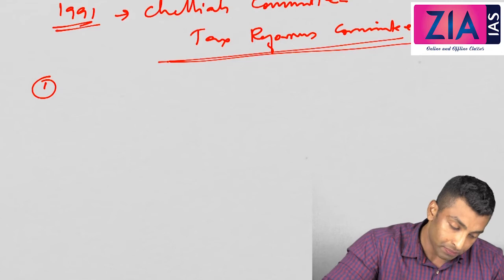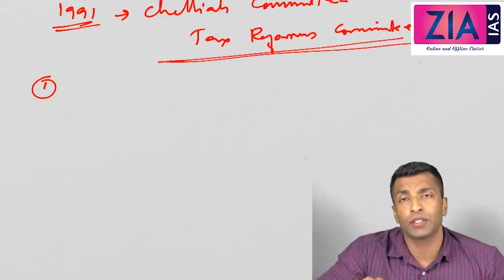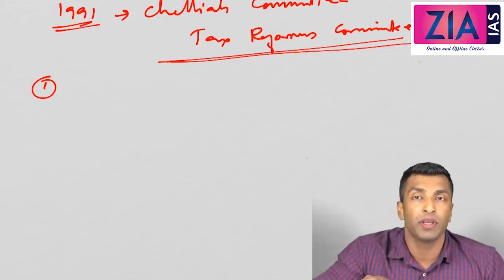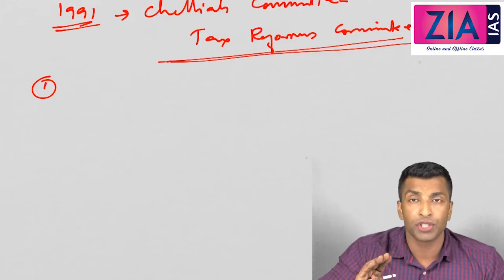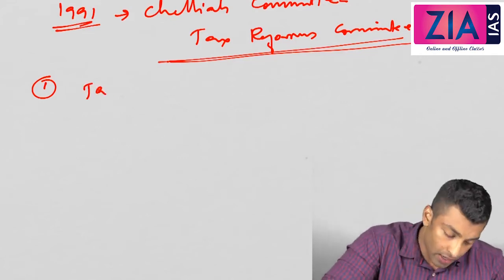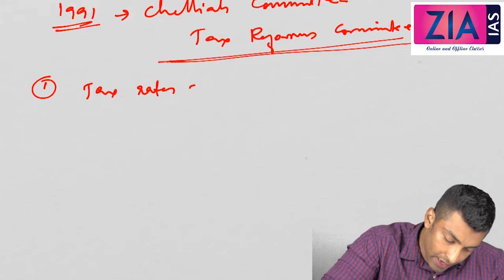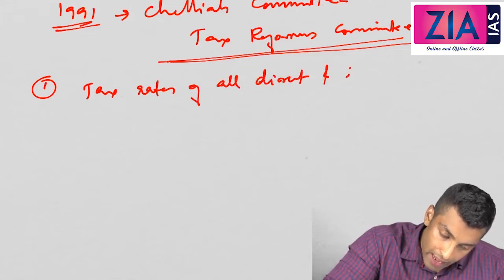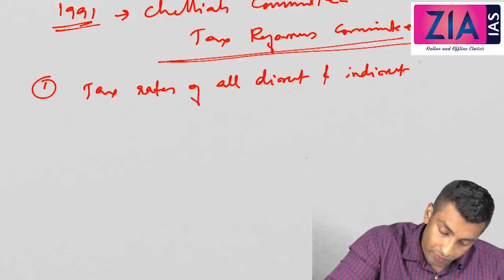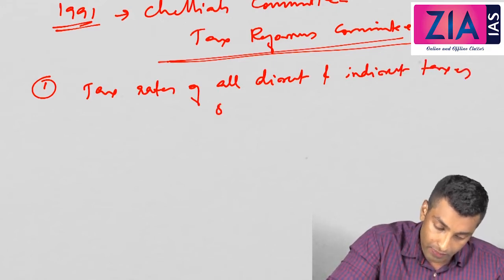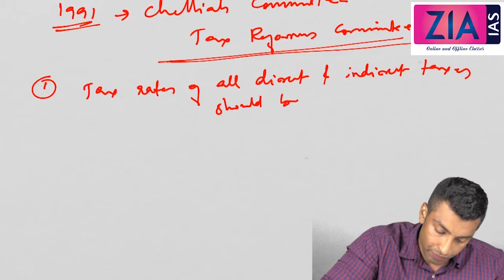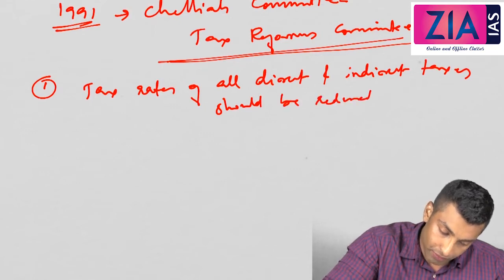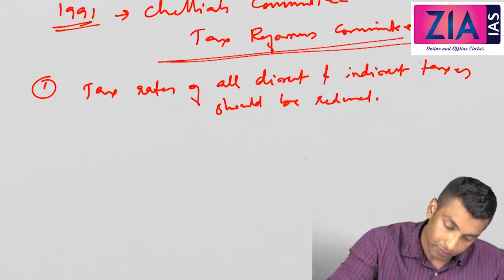The first recommendation is that the tax rates of all direct and indirect taxes should be reduced. So the tax rate should be reduced. Okay, so let me write it down. The tax rates of all direct and indirect taxes should be reduced.